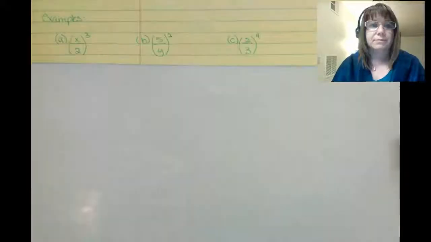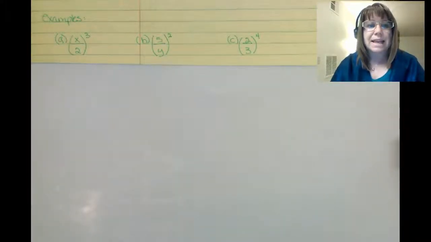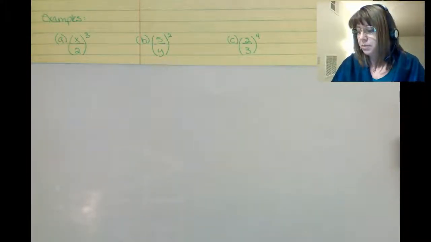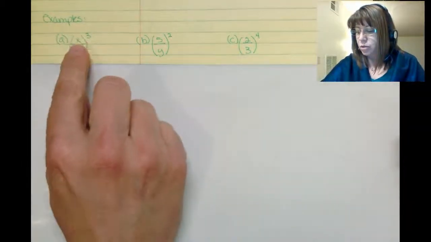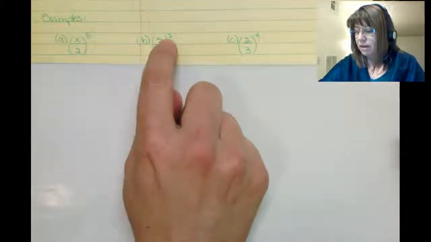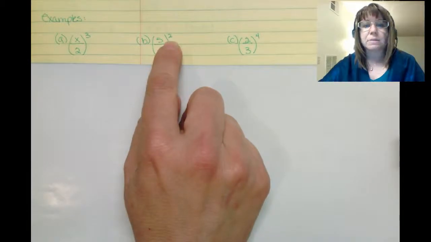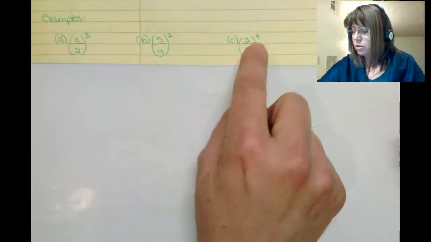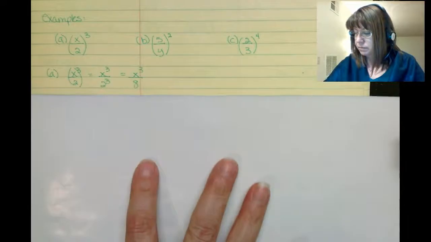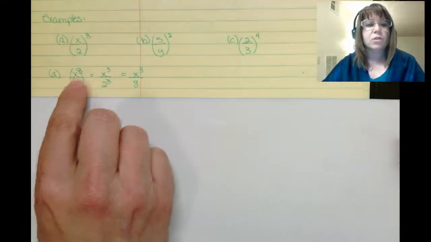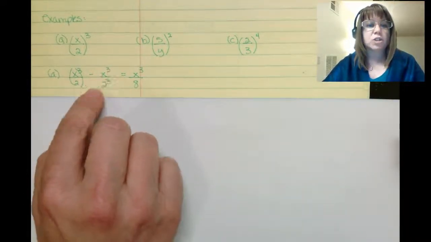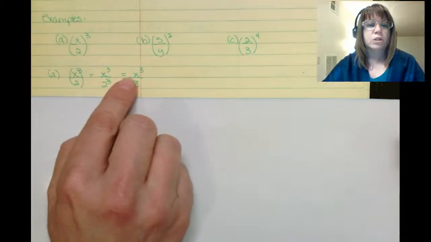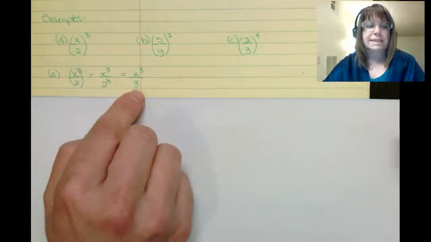Let's run through some examples using our property number 5. X over 2 all to the 3rd power, 5 over y all to the 2nd power, 2 over 3 to the 4th power. So x over 2 cubed is going to be x cubed over 2 cubed. X cubed we just leave alone, but 2 cubed is 8.